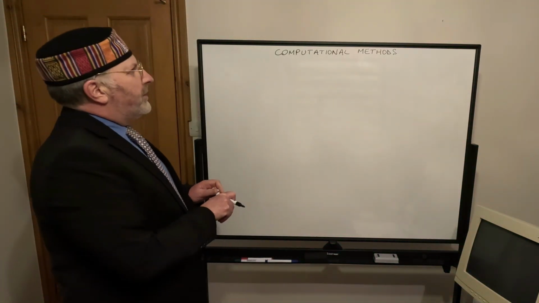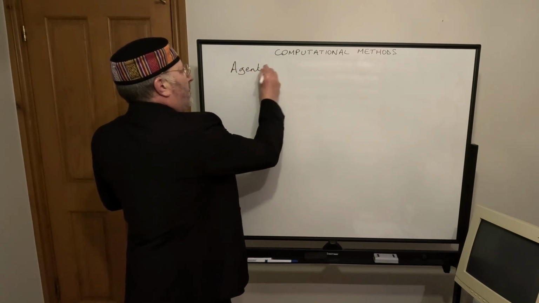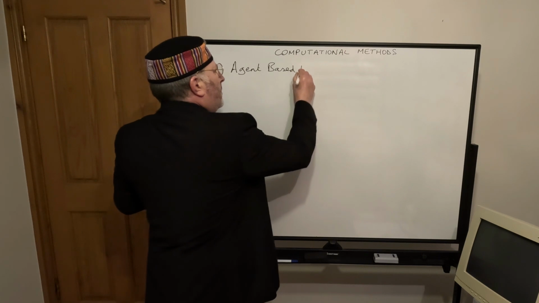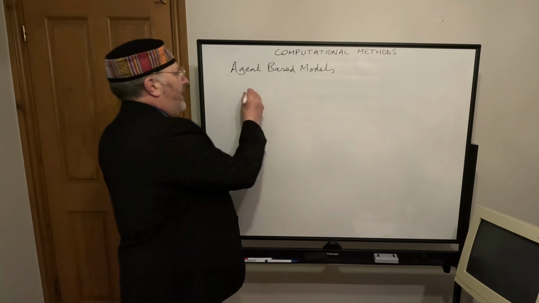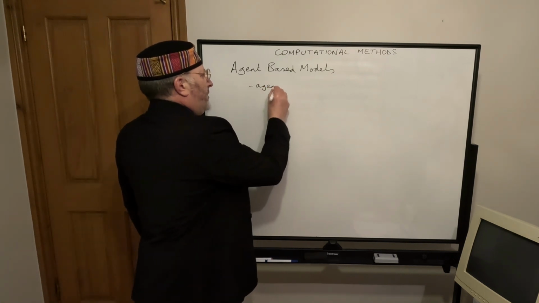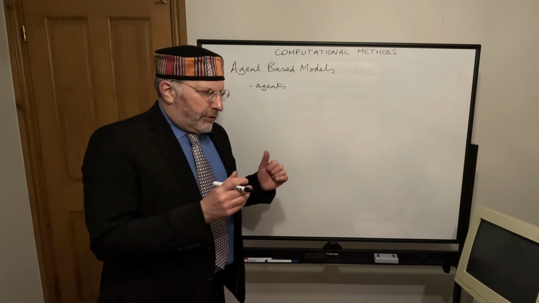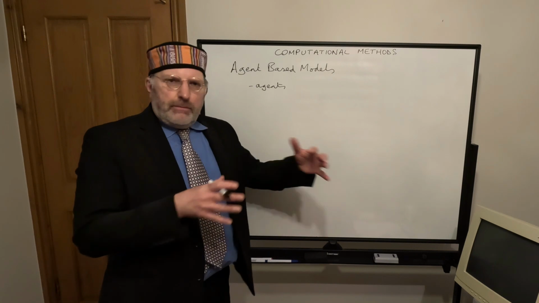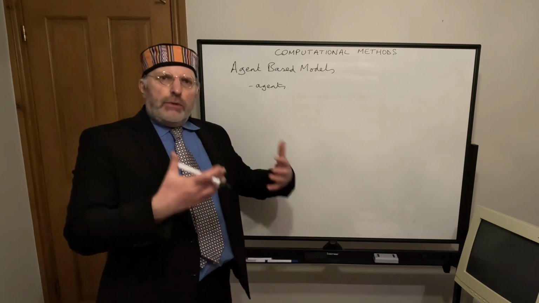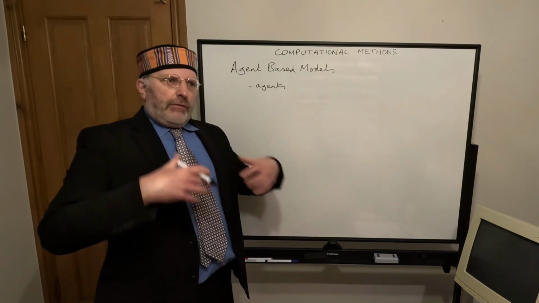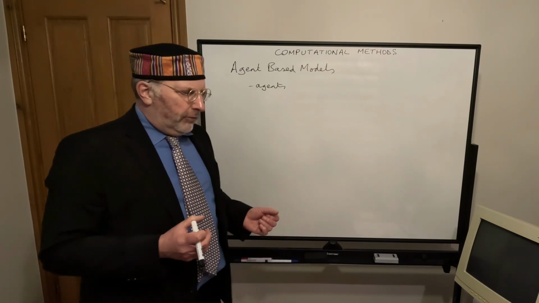And the next computational method we'll consider is agent-based models. So the idea here is that you have these entities, agents, which obey simple rules, but you have lots of them and you put them in a computer simulation and you allow them to interact, and you get emergent behaviour, things that aren't necessarily in the rules themselves but are consequences of the rules.